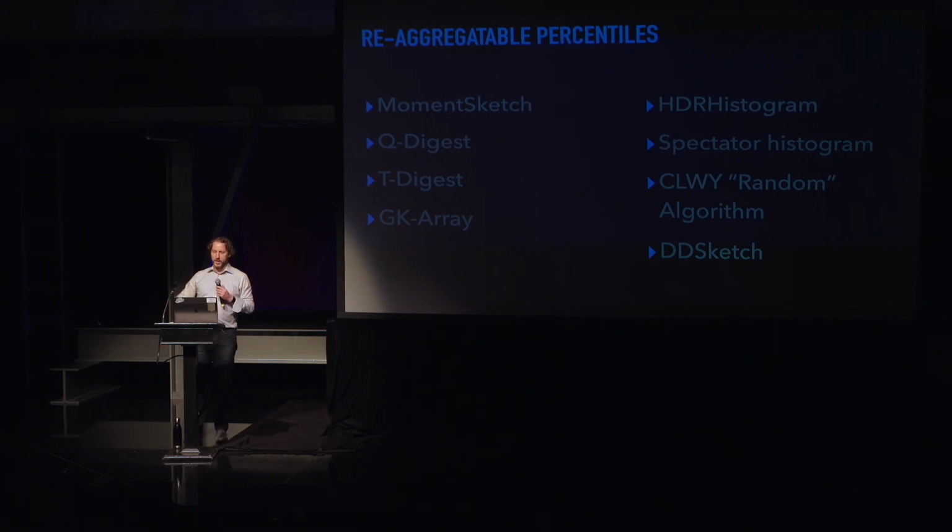Some of them are taking statistical approaches to deriving features of a distribution. Some of them are basically just fancy high-resolution histograms. There are others that take a sampling approach to the problem. And they're all making these trade-offs in this space of speed, size, and accuracy of the algorithm. And this is still a very active area of research.